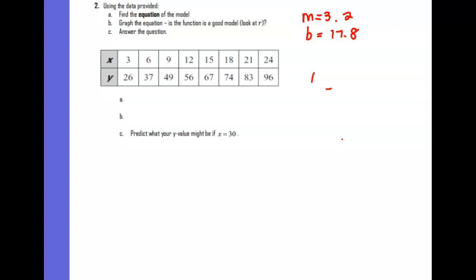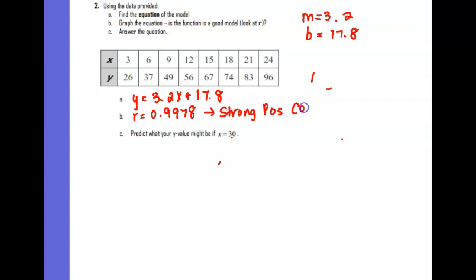All right, so the equation would be y is equal to 3.2x plus 17.8. And if you looked at your R value, your R actually would have been equal to 0.9978. So it's a very strong positive correlation. So is the function a good model? Yes, it is, because it's very strong, very close to 1.